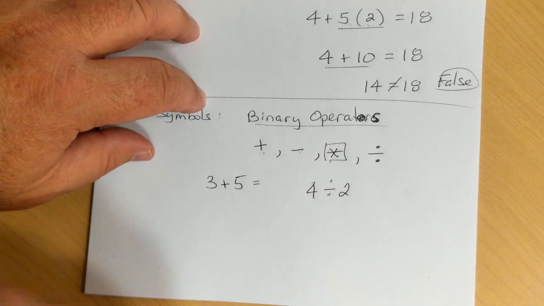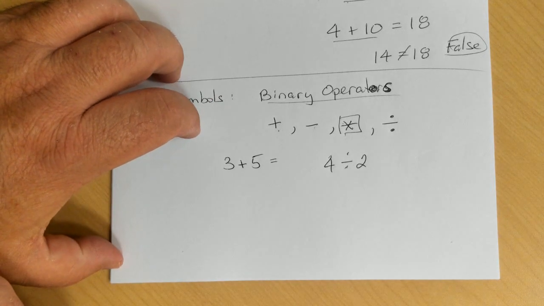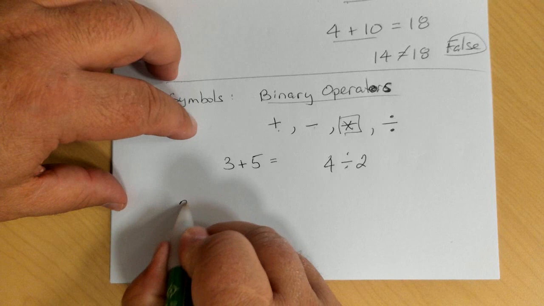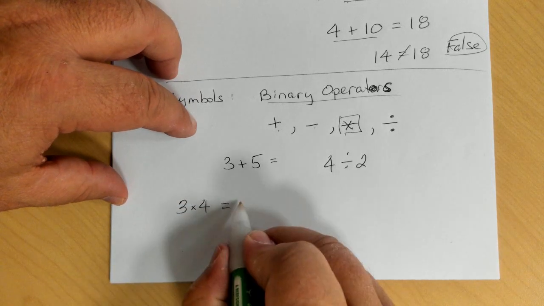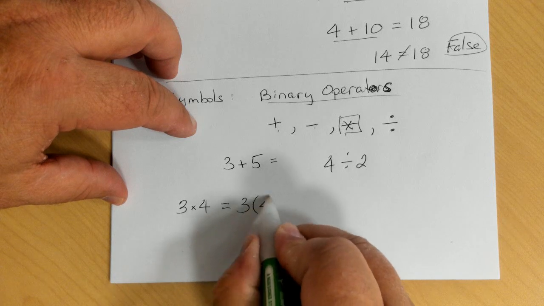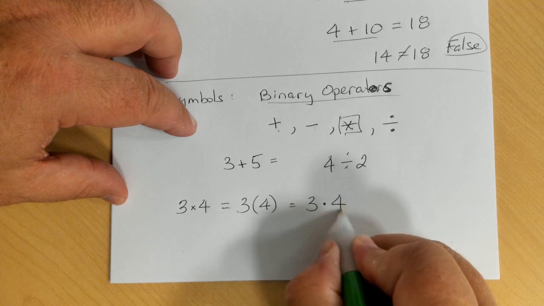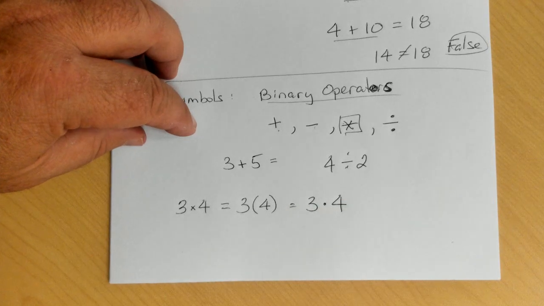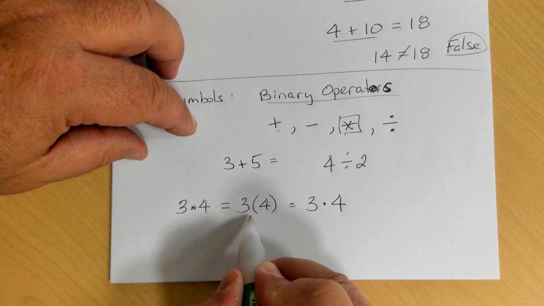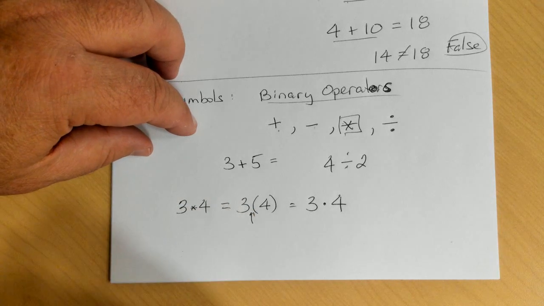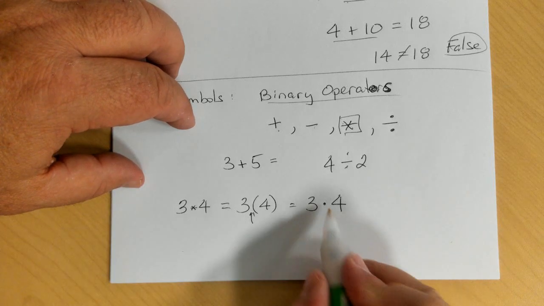Multiplication is the only exception to the rule. That doesn't have to be there to be there. In other words, 3 times 4 can be written in different ways. It could be an asterisk. It could be that there's nothing there. If there's nothing between two items, then it's multiplication. Or it could be a dot.